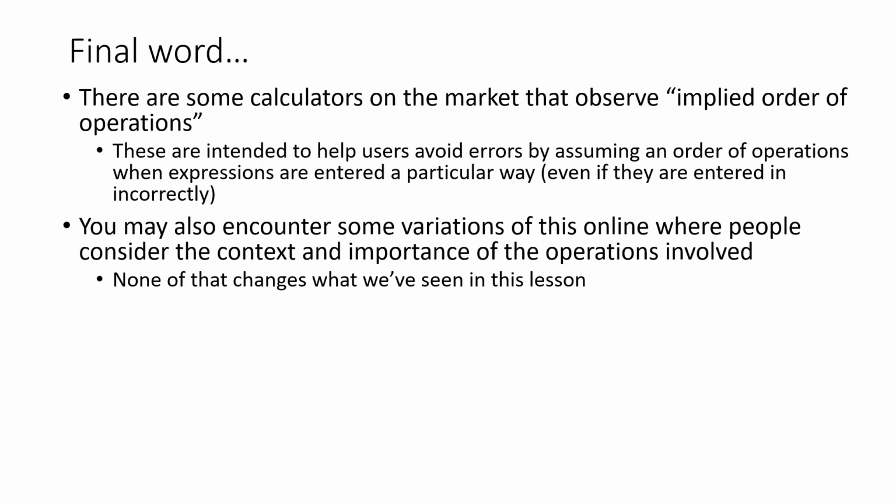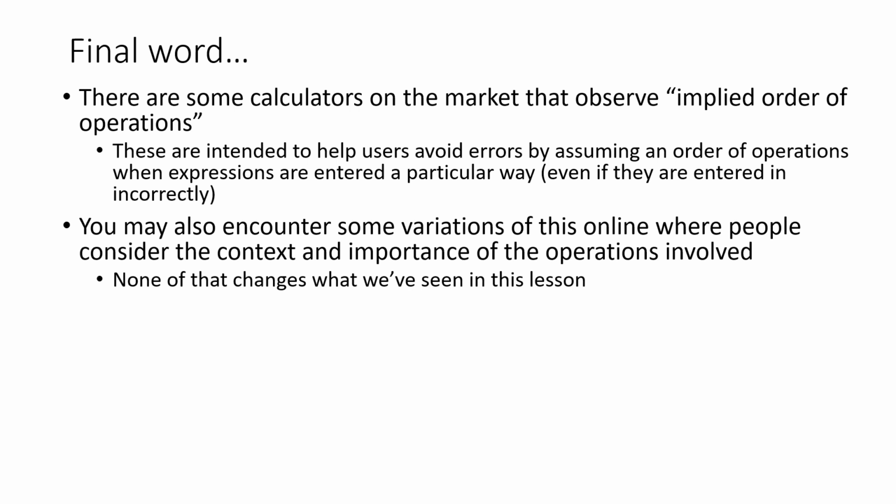Now, one final word. There are some calculators on the market that observe what's called implied order of operations. These are intended to help users avoid errors by assuming an order of operation when expressions are entered in a particular way, even if they are entered incorrectly. So basically, they're calculators that are trying to read what you meant to do as opposed to what you actually put in. First time I saw that, I was utterly floored, and I thought, why doesn't my calculator do correct order of operations?